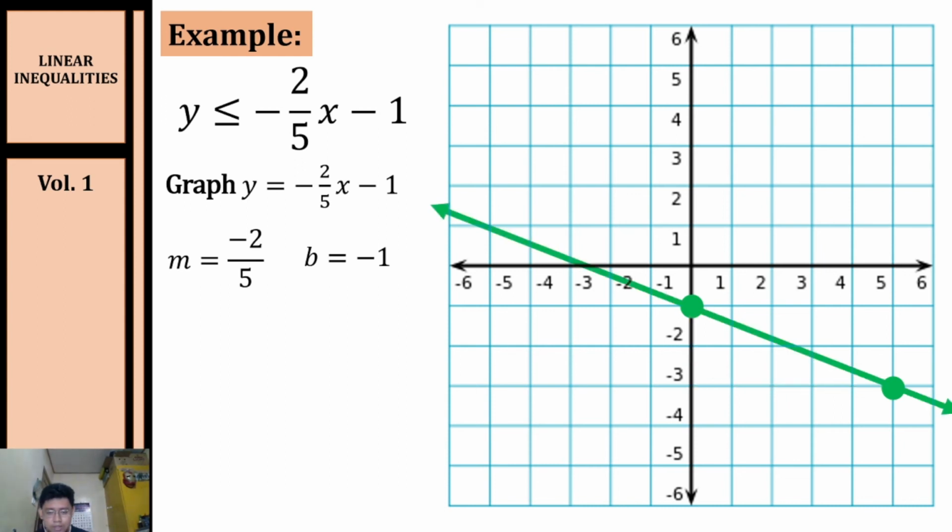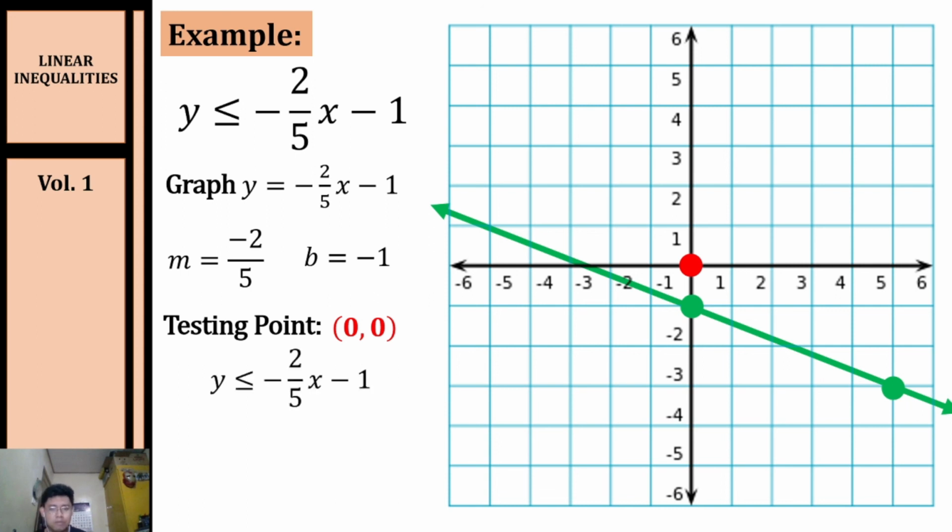Now our graph is divided into 2 regions, the upper part and the lower part. Now to identify the solution, we will assign a testing point. So let our testing point be equal to 0, 0. So our origin will serve as our testing point, and let's see if our testing point will satisfy our inequality. So if it satisfies our inequality, we will shade the region where our testing point is located. If it did not satisfy our inequality, we will shade the other region.